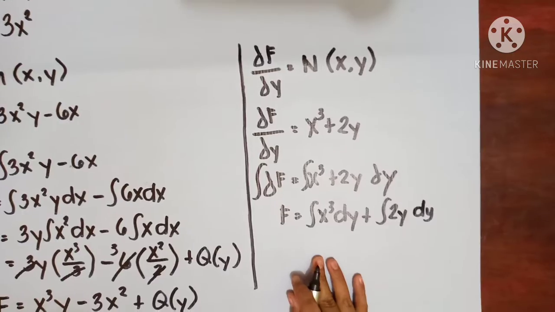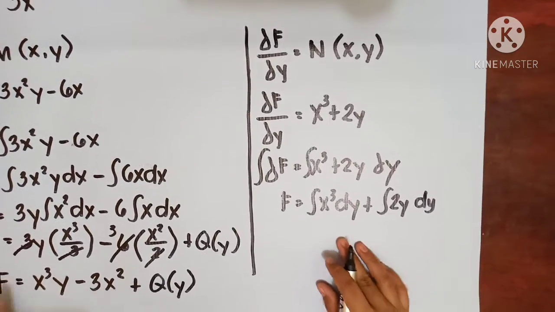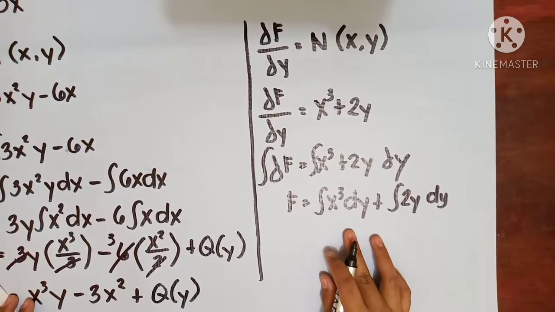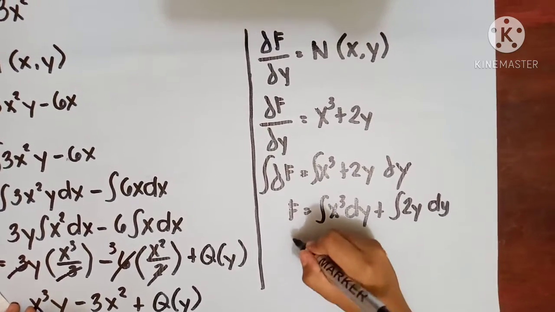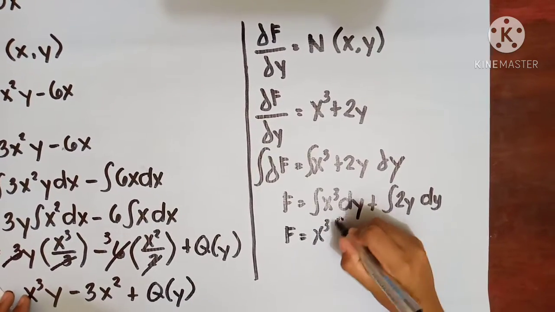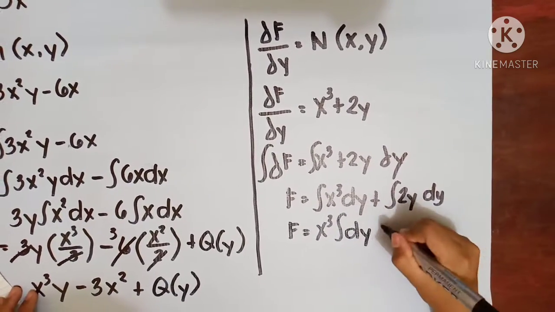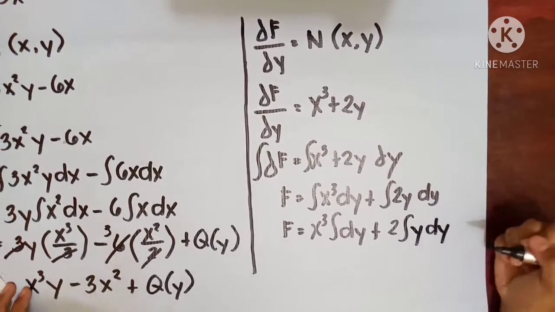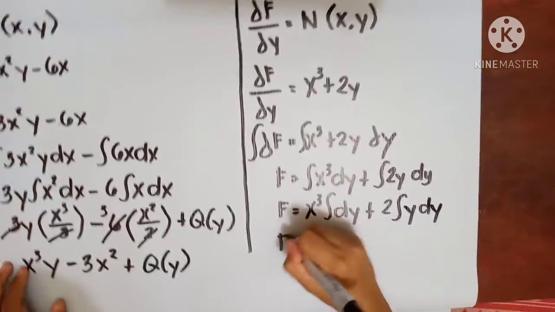Since we are integrating in terms of y, we will treat other variables aside from y as constant. So we will put the constant outside the integral sign. So x cubed integration of dy plus 2 integration of y dy. So simplify.